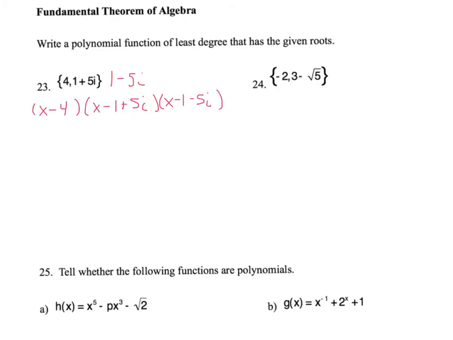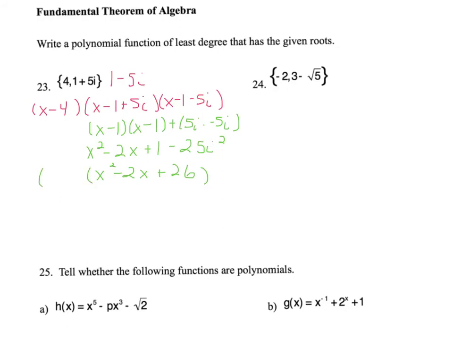And now we need to FOIL our factors together. So we learned a trick to FOIL x minus 1 plus 5i and x minus 1 minus 5i. We're going to FOIL x minus 1 times x minus 1, and then plus 5i times negative 5i. And we get x squared minus 2x plus 1 minus 25i squared. And we know that i squared equals negative 1, so this will be x squared minus 2x plus 26, since we'll get a positive 25.